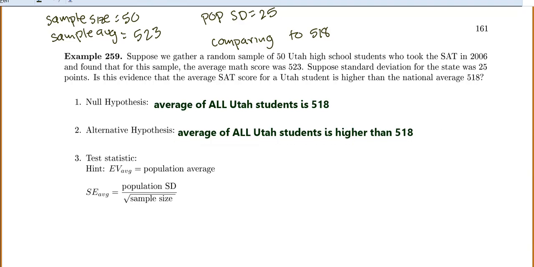Now for our test statistic, the expected value is our comparison of 518, of course, the average in your null hypothesis. The standard error is going to be my population standard deviation of 25 over the square root of the sample size, which was 50. And this gives me 3.54.